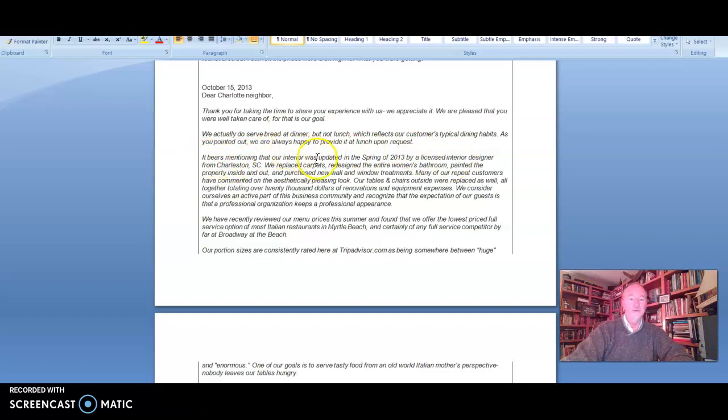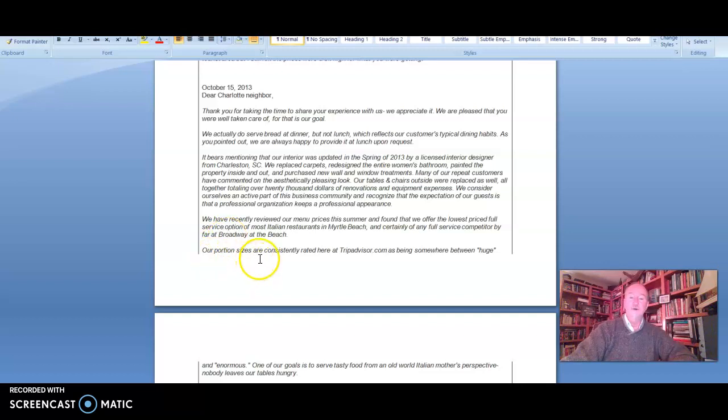It bears mentioning that our interior was updated in the spring of 2013, months before this comment, by a licensed interior designer from Charleston. We replaced carpets, the women's bathroom, painted the property inside and out, and purchased new wall and window treatments. Many of our repeat customers have commented on the aesthetically pleasing look. We have recently reviewed our menu prices this summer and have found that we offer the lowest priced full-service option of most Italian restaurants in Myrtle Beach, and certainly of any full-service competitor by far at Broadway and the beach. In your face. But I didn't say that part, last part.